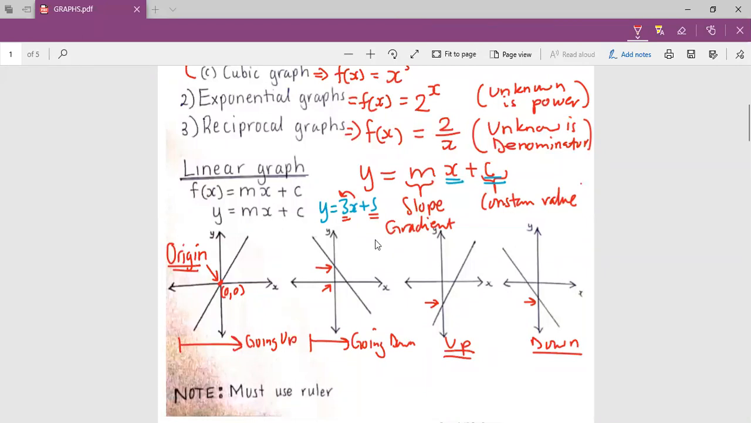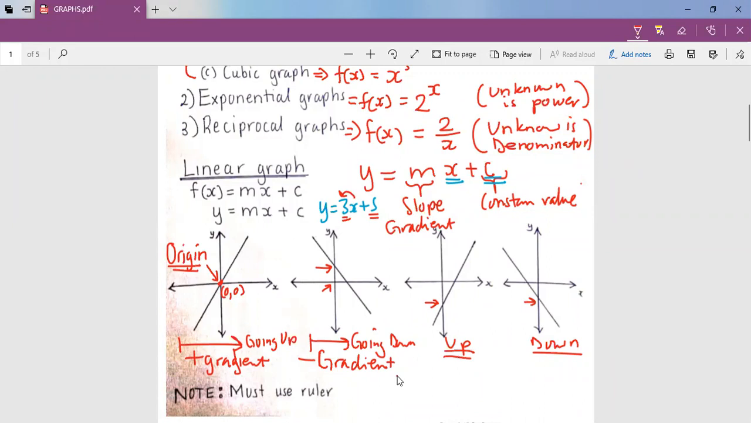For this case here, we shall always say the first graph has got a positive slope, so we call it positive gradient. And this one, which is going down, has got a negative gradient. So when the line is going up, it shows positive gradient, and when the line is going down, it shows negative gradient.